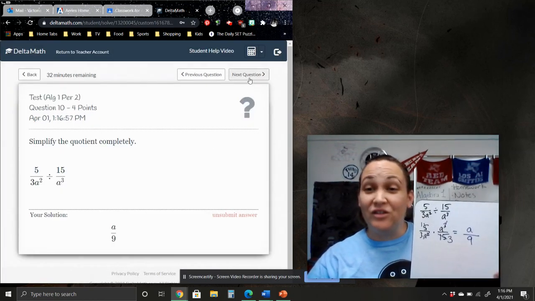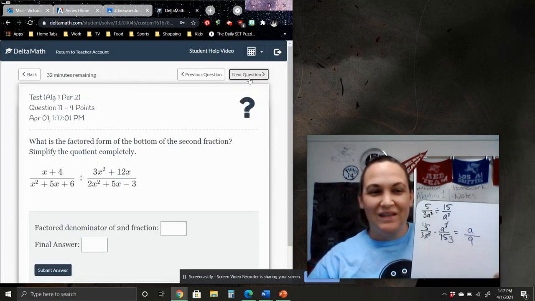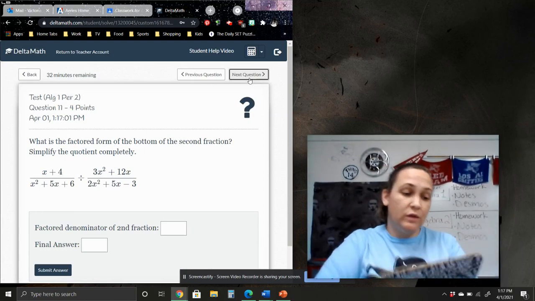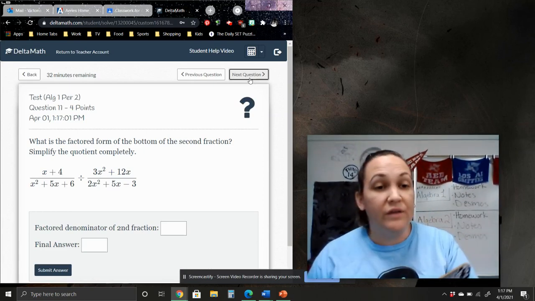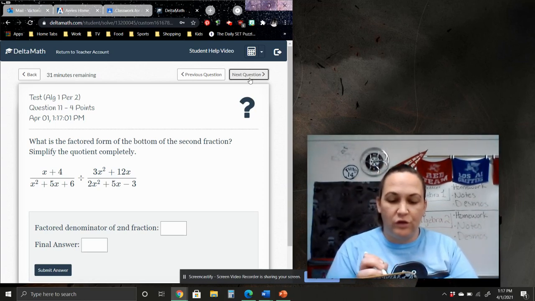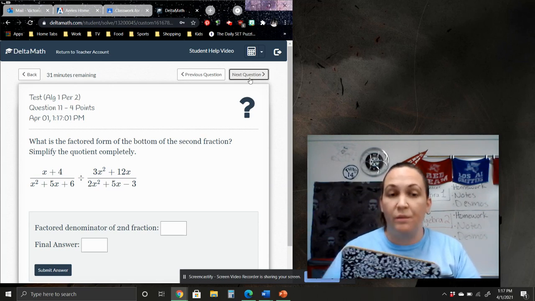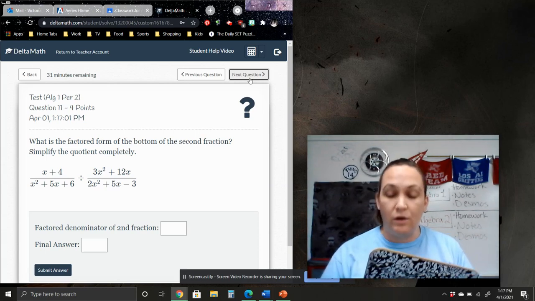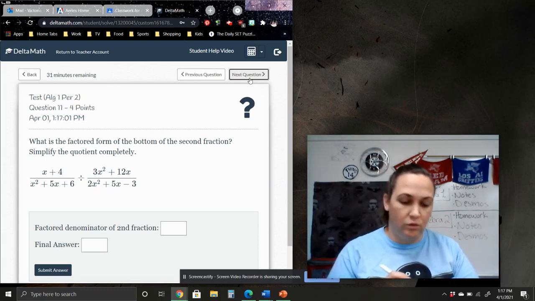All right, I think we have 2 more division problems. So I'm going to go ahead and write this one down. Now this one, I think some of us got confused. The denominator of the second fraction, I do want the original denominator, not the new one after you flip it upside down. So I want to know what is the factored version of the 2x squared plus 5x minus 3. So I think some of us got a little bit confused and we did the new denominator instead of the original denominator. So that's why I'm telling you right now, I want the original denominator, not the new one.